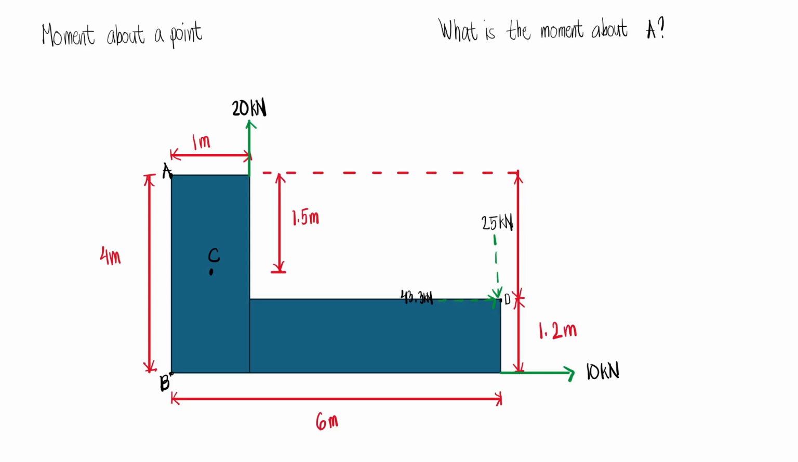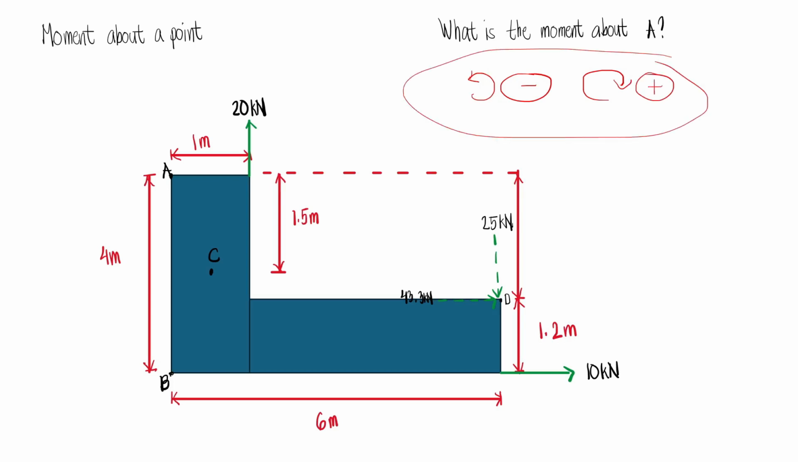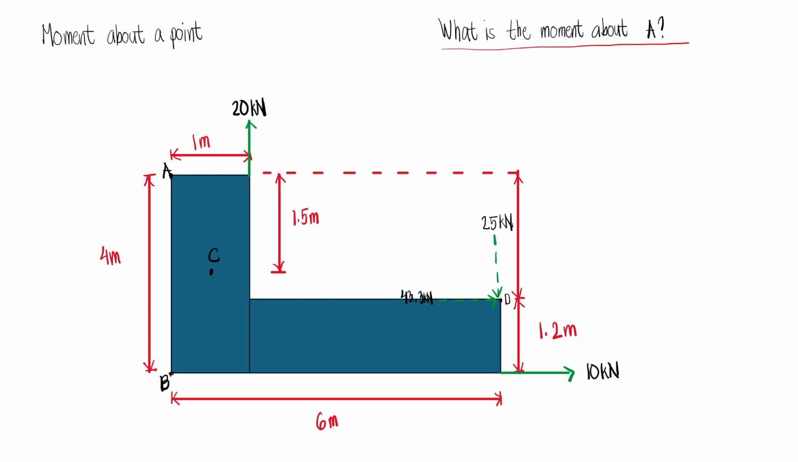Now let's first define our sign convention. Moments that cause a counterclockwise rotation will be negative, and moments that cause a clockwise rotation will be positive. This will be our sign convention for the purposes of discussion. So let me erase this one. Let's first calculate this one. What is the moment about A? Now this is our point A.